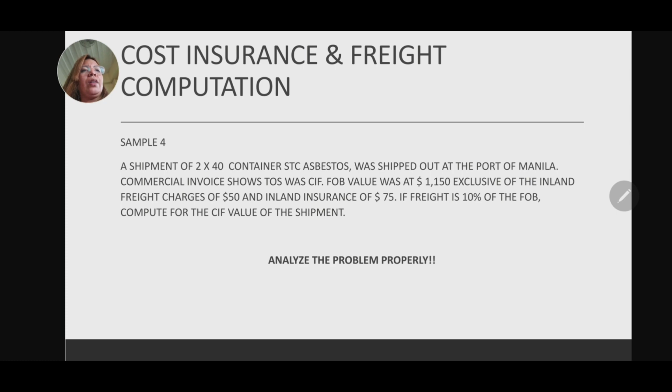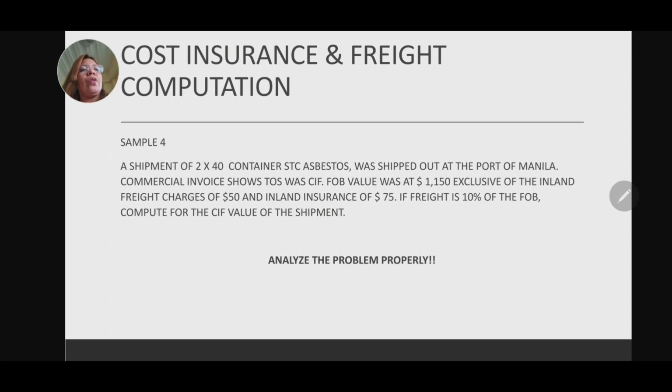Now, let us try this paragraph form problem. It says here that a shipment of 2x40 container said to contain asbestos was shipped out at the Port of Manila. Commercial invoice shows terms of shipment was CIF, or cost, insurance, and freight. FOB value was at 1,150, exclusive of the inland freight charges of $50 and inland insurance of $75. If freight is 10% of the FOB, compute for the CIF value of the shipment.